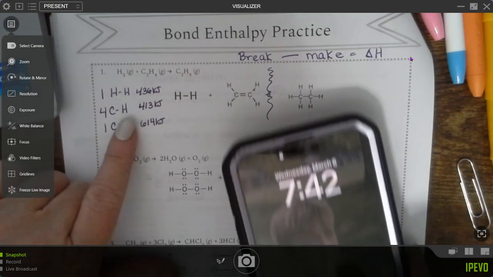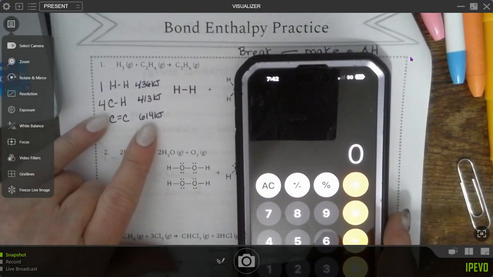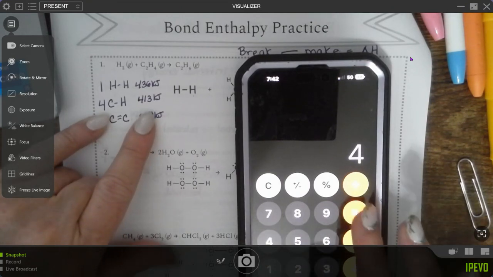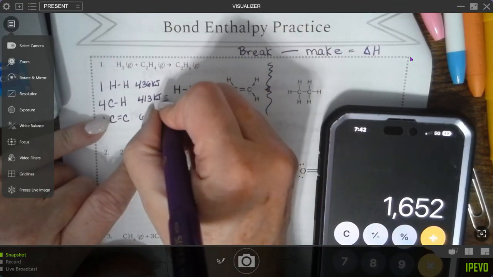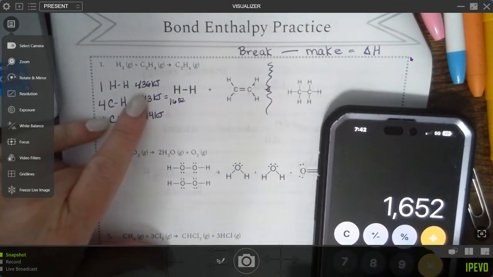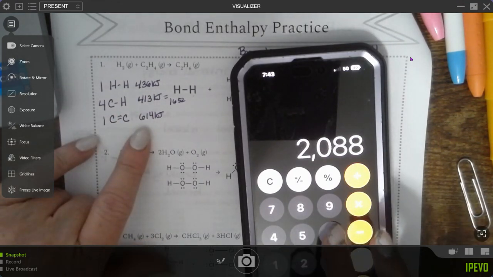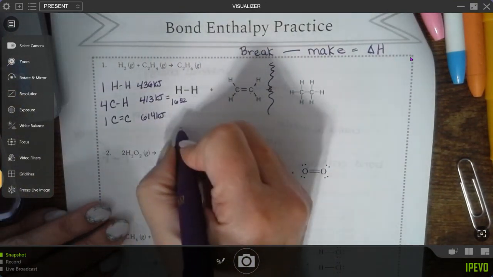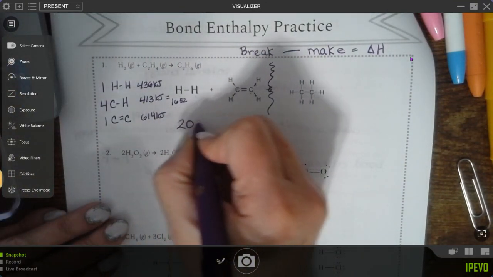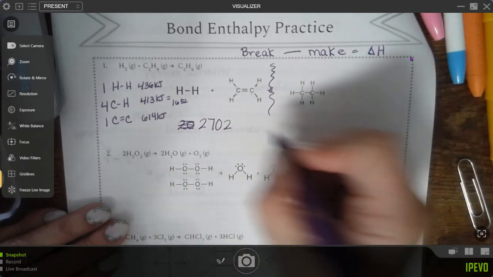So we need to multiply that carbon-hydrogen value by 4, since we've got 4 carbon-hydrogen bonds. 4 times 413 is 1652. Then I'm going to add that to 436 plus 614, and I get a total of 2,702 kilojoules per mole.